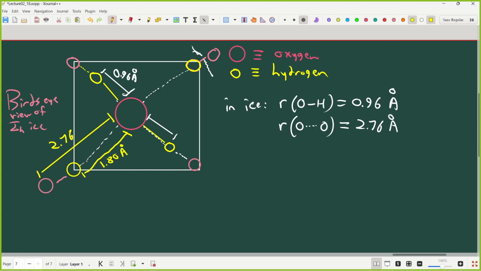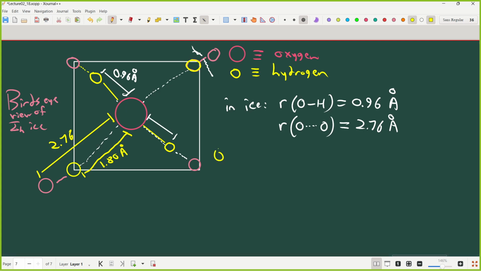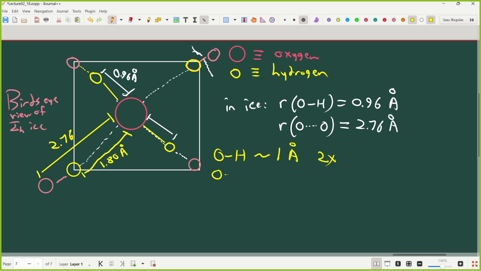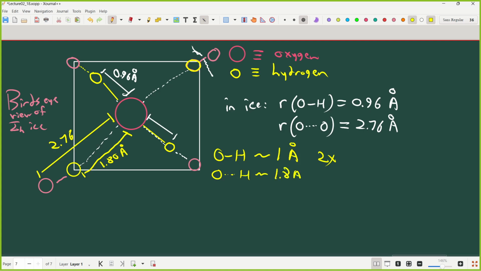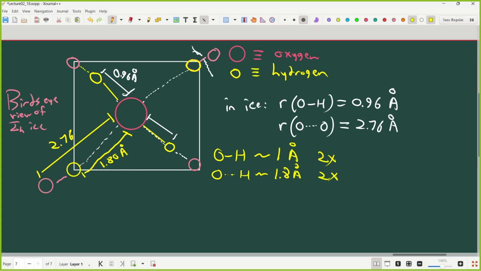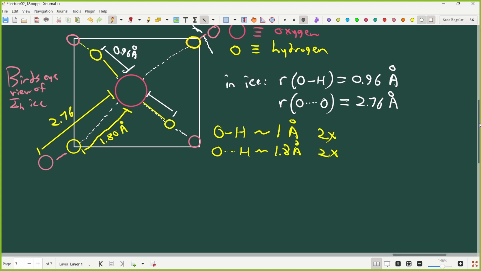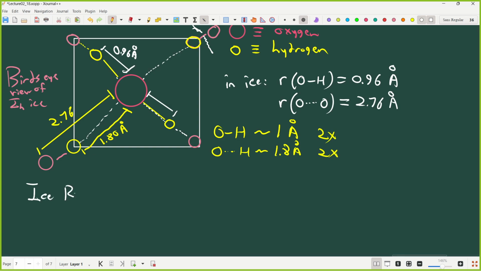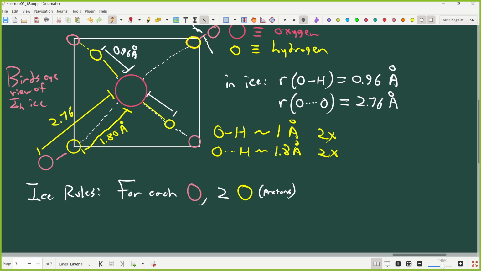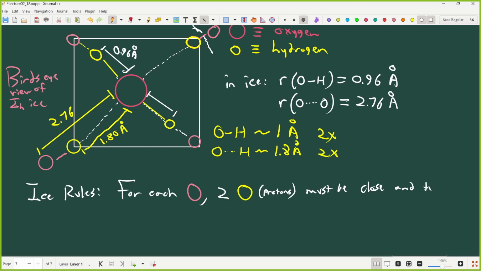Okay, so we have two different orientations. We have an OH bond of about an angstrom, 2 of them. And we have an OH hydrogen bond around 1.8 angstroms, and there's 2 of them as well. Okay. So it turns out that the rules of ice are this, the ice rules. For each oxygen, two hydrogens, 2 protons, or hydrogens, I call them protons because that's what the NMR people call them, must be close and 2 that are far. We just saw that.